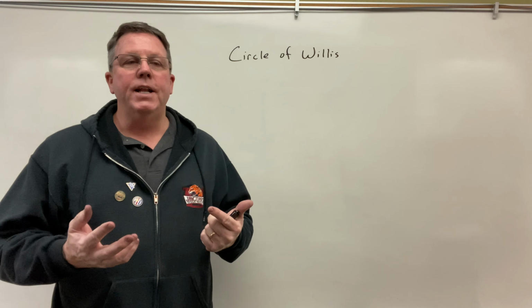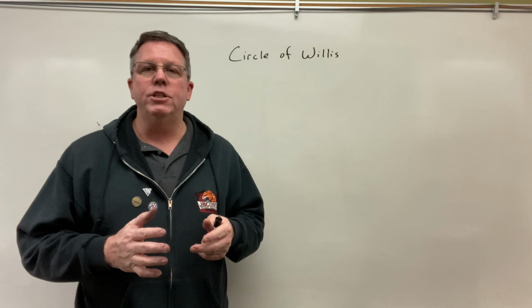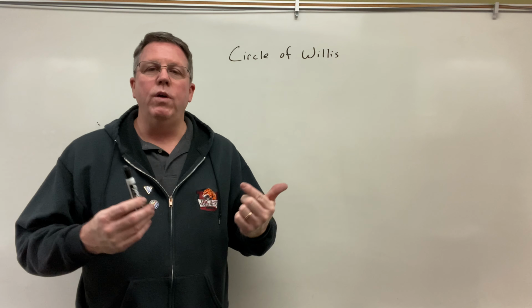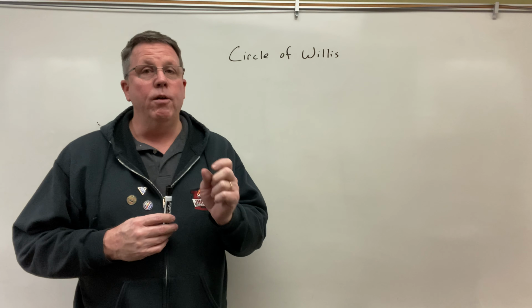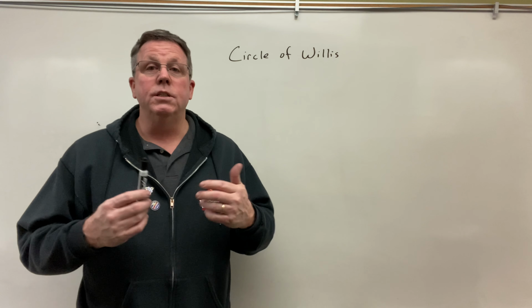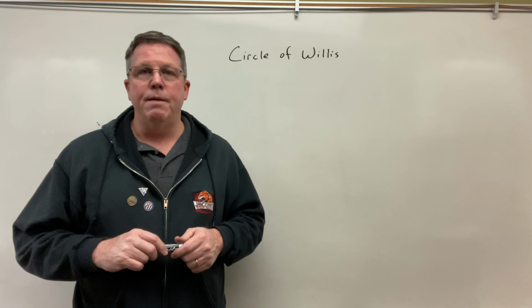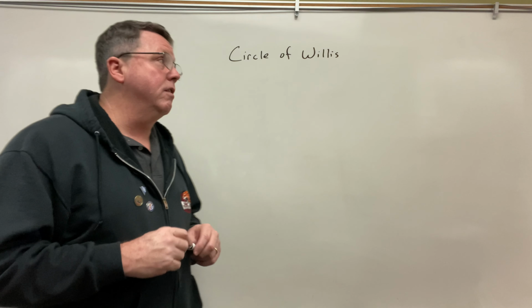Now, the other thing that the circle of Willis will do, and where it comes in very important, is if someone's having a stroke, the circle of Willis will allow blood to get around the area that might have been broken or clogged that is causing the stroke, which can still then supply blood to parts of the brain and minimize the damage from a stroke. So let's go ahead and take a look at this.